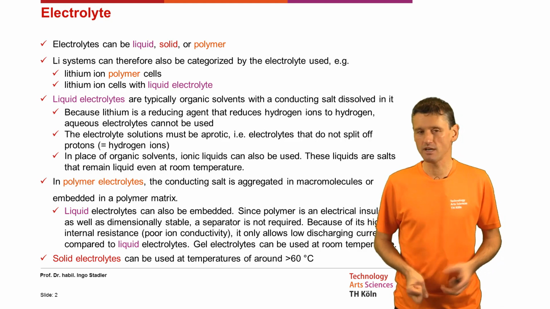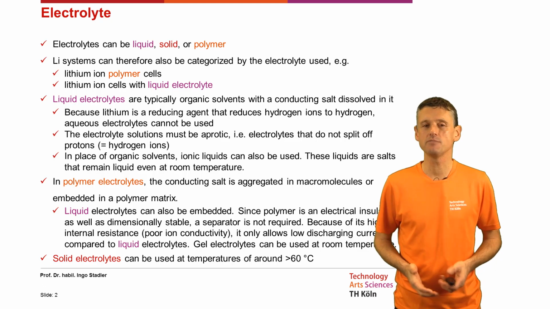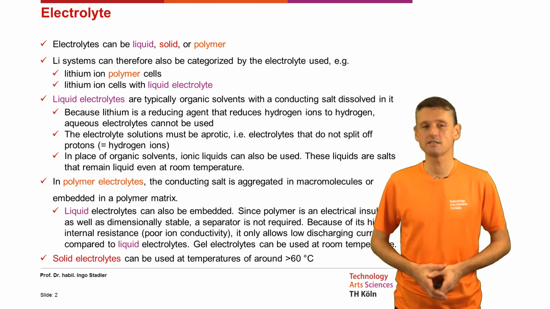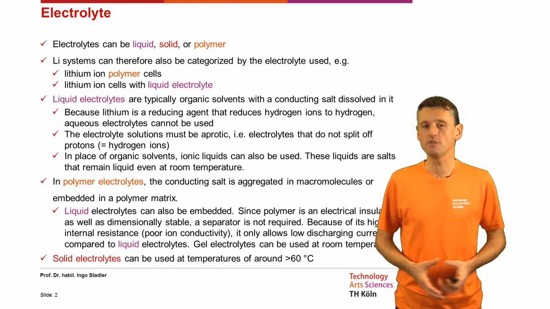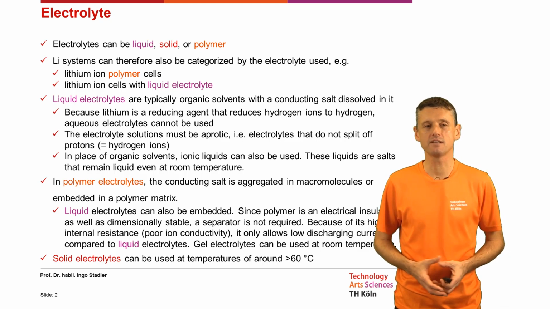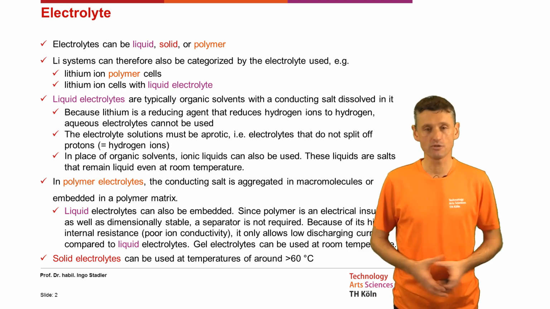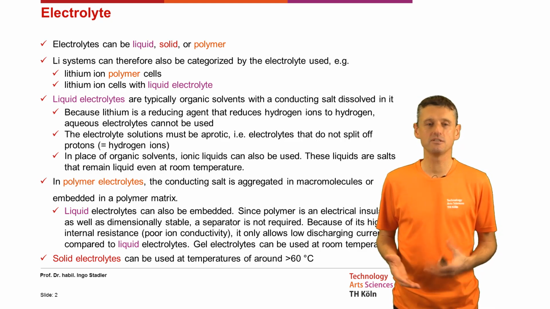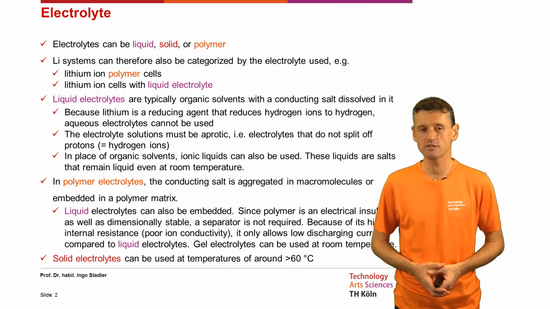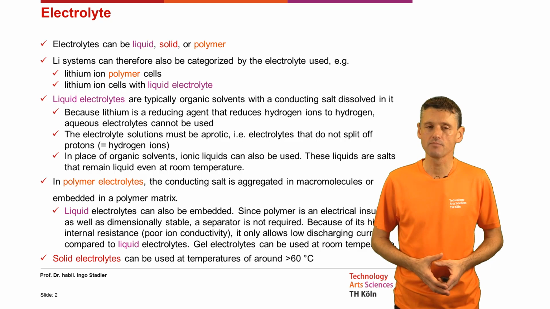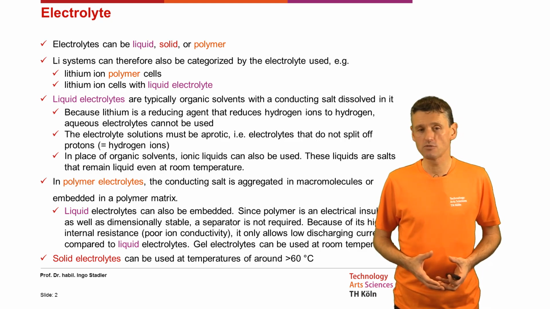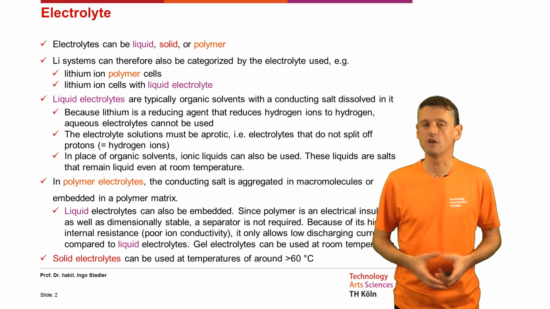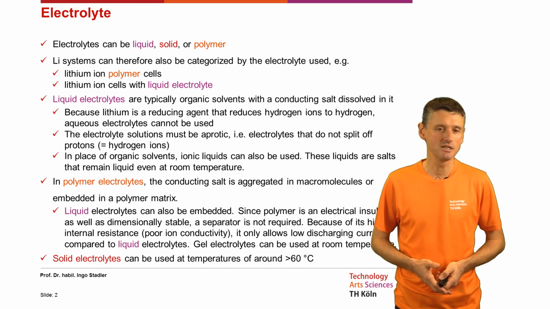In polymer electrolytes, the conducting salt is aggregated in macromolecules or embedded in a polymer matrix. Liquid electrolytes can also be embedded. Since polymer is an electrical insulator as well as dimensionally stable, a separator is not required. Because of its high internal resistance and poor ion conductivity, it only allows low discharging currents compared to liquid electrolytes. Gel electrolytes can be used at room temperature, and solid electrolytes can be used at temperatures of up to 60 degrees.